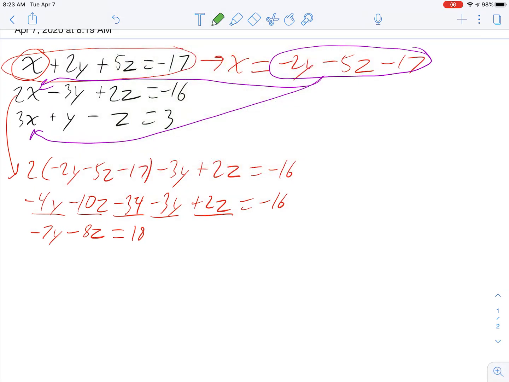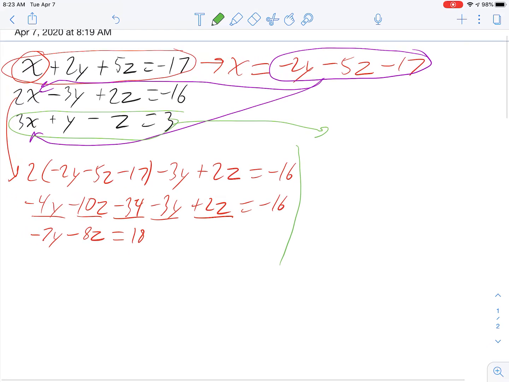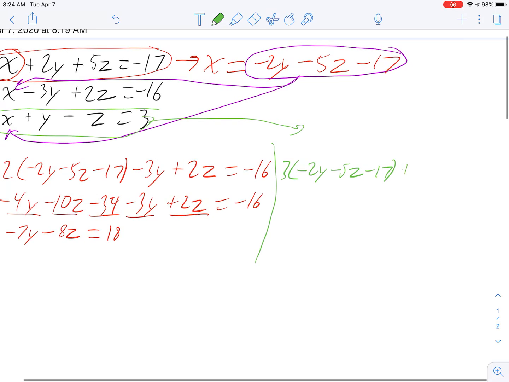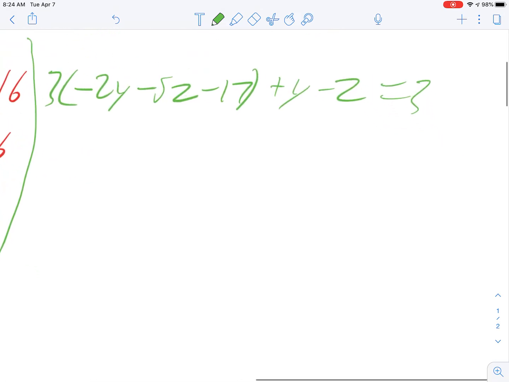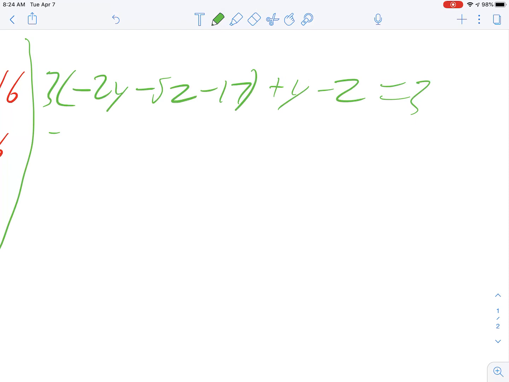Now I'm going to do the same thing with this equation. I'm going to run out of space. So that's going to become 3 times the x, and again the x is negative 2y minus 5z minus 17, plus the y minus the z equals the 3. And I'm going to go ahead and clean this up too, so that's distributing a negative 6y minus 15z minus 51 plus the y minus the z equals 3.